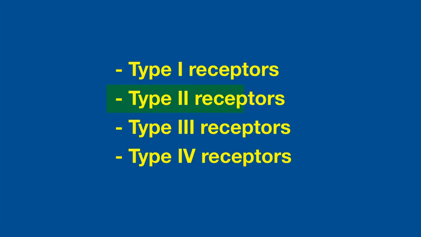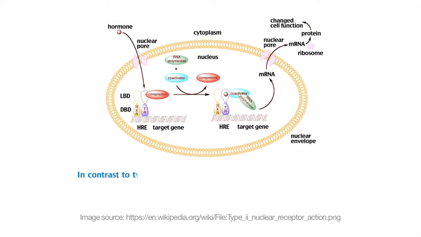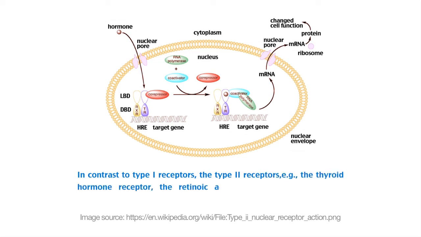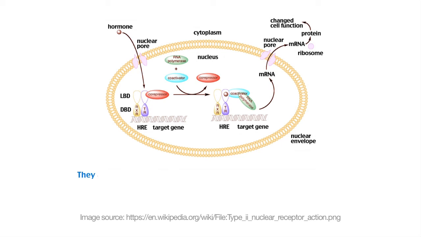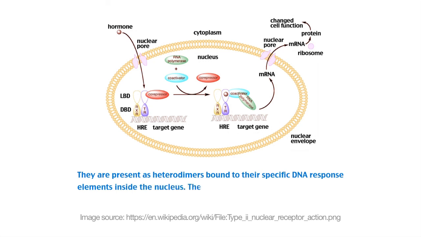The next one is type 2 receptors. In contrast to type 1 receptors, the type 2 receptors, for example, the thyroid hormone receptors, the retinoic acid receptor and peroxisome proliferator activated receptors, PPAR alpha, beta and gamma, are present as heterodimers bound to their specific DNA response elements inside the nucleus.